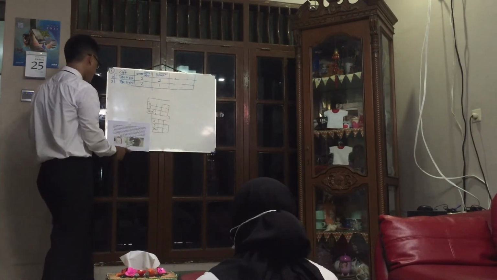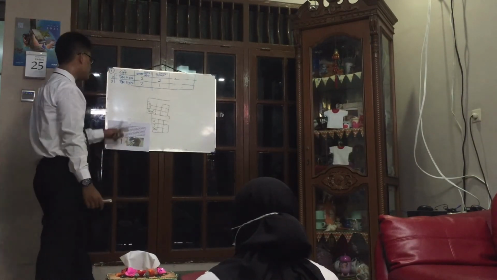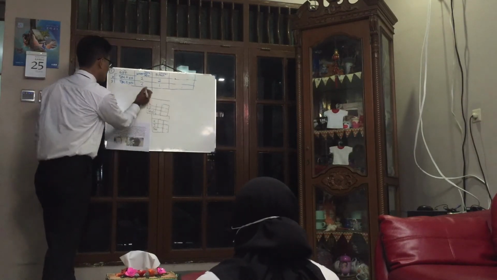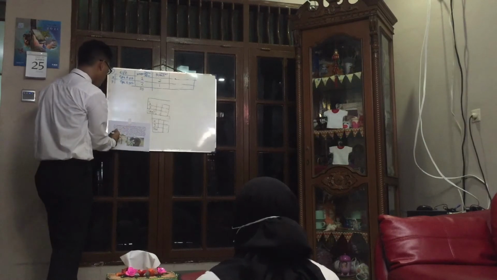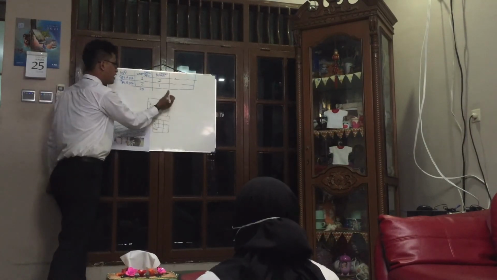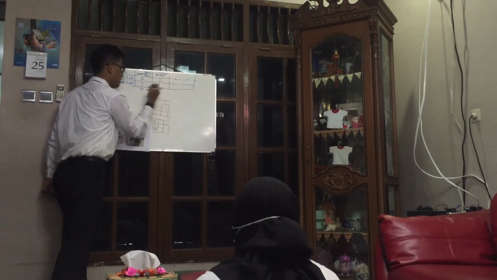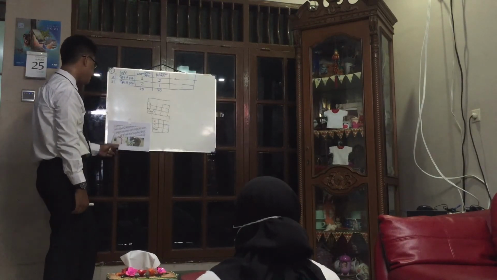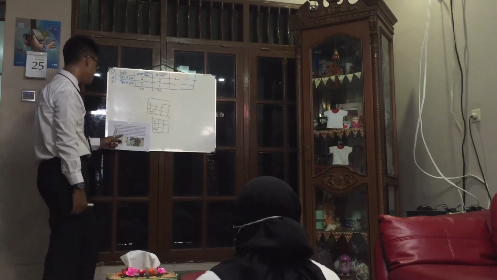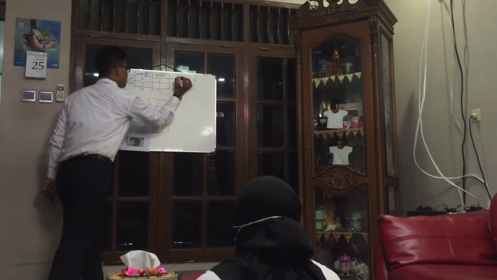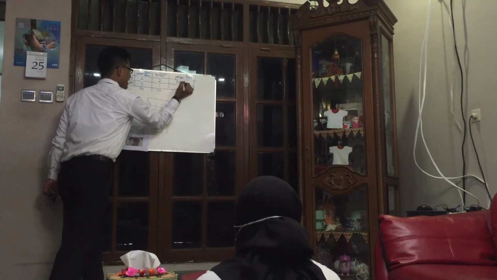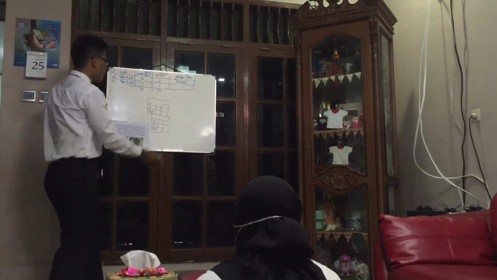50 sheets of wrapping paper and 40 meters of ribbon are available. So we can write 50 here, and 40 meters of ribbon here. Okay, the next is the wages for wrapping. Type A gift is 5000 rupiah, and type B gift is 4000.